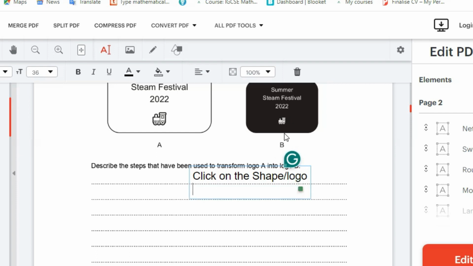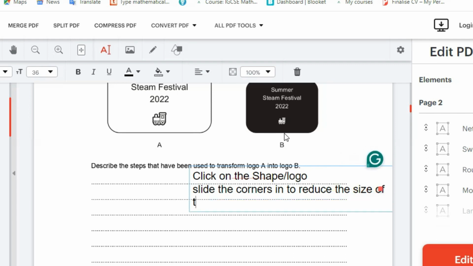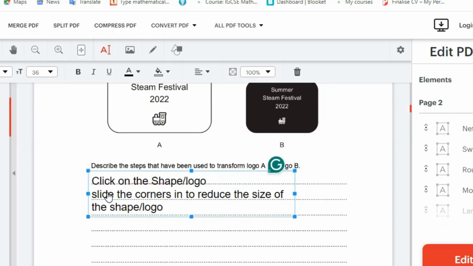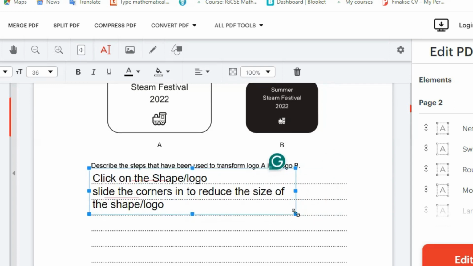Then you do what? Slide the corners in. Slide the corners in to what? To reduce the size of the shape or logo. Yes. What else has been done for them to get B from A?